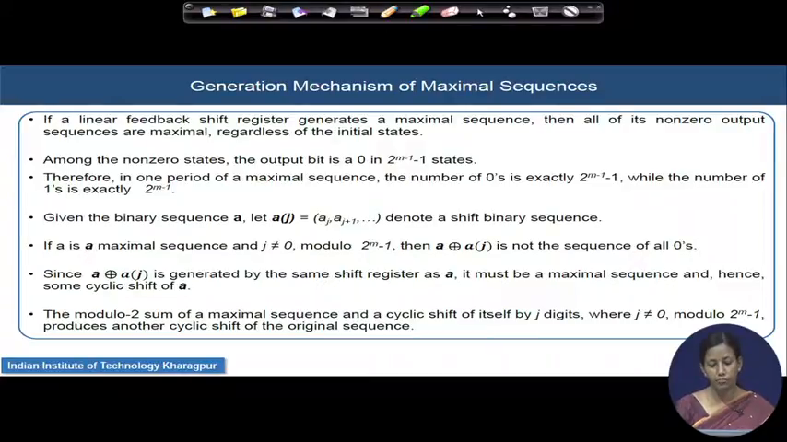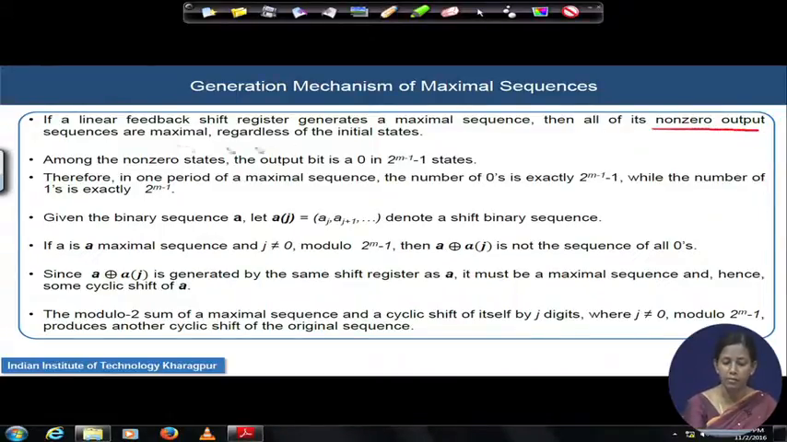If a linear feedback shift register is generating a maximum length sequence, then all of its non-zero output sequences will be maximal, regardless of the initial state. You keep on changing the initial states, and for all non-zero states you will see it is the maximal one. And if you count among the non-zero states, the number of zeros will be exactly 2 to the power m minus 1 minus 1.